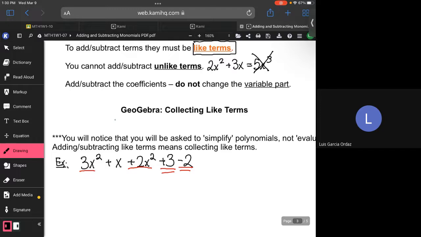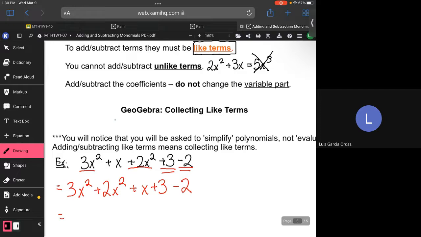So who can tell me what 3x squared plus 2x squared is? There's a couple ways you can write it. You can either underline them, or once you've underlined them, if you're more visual and more organized and want to not mess up, you can rewrite them. So you can have 3x squared plus 2x squared. That way they're beside each other. Plus x plus 3 minus 2. That way you're not messing up easily.